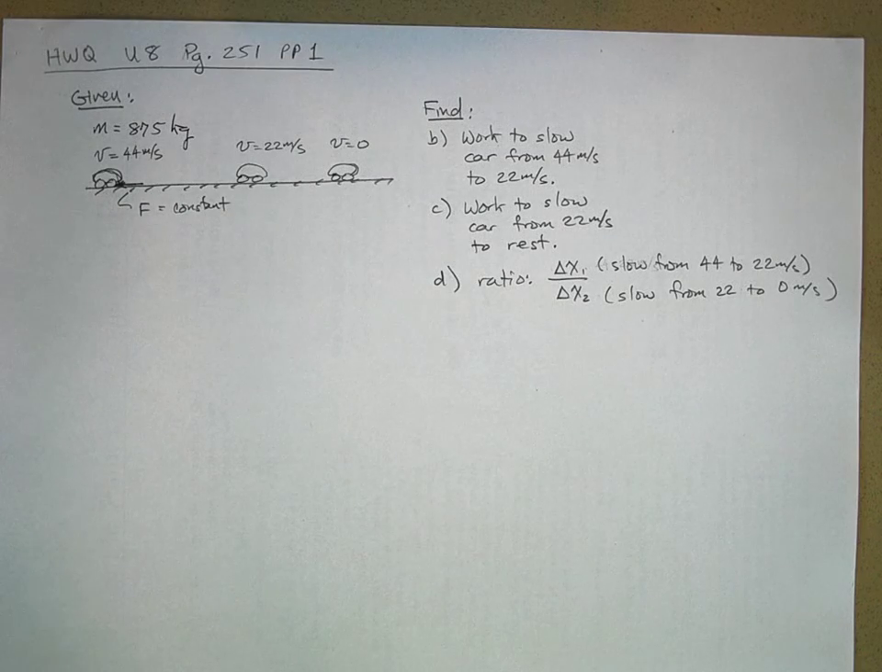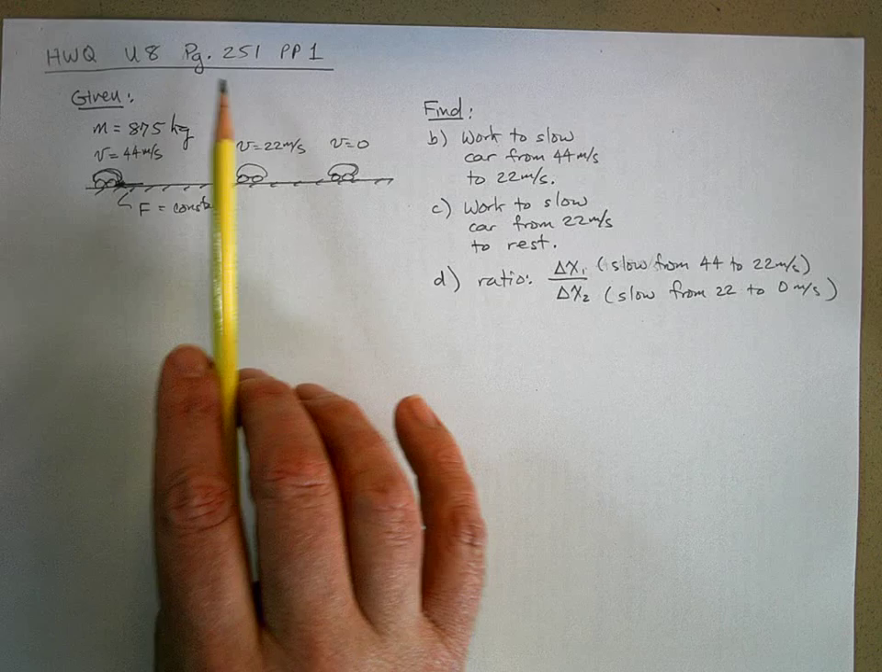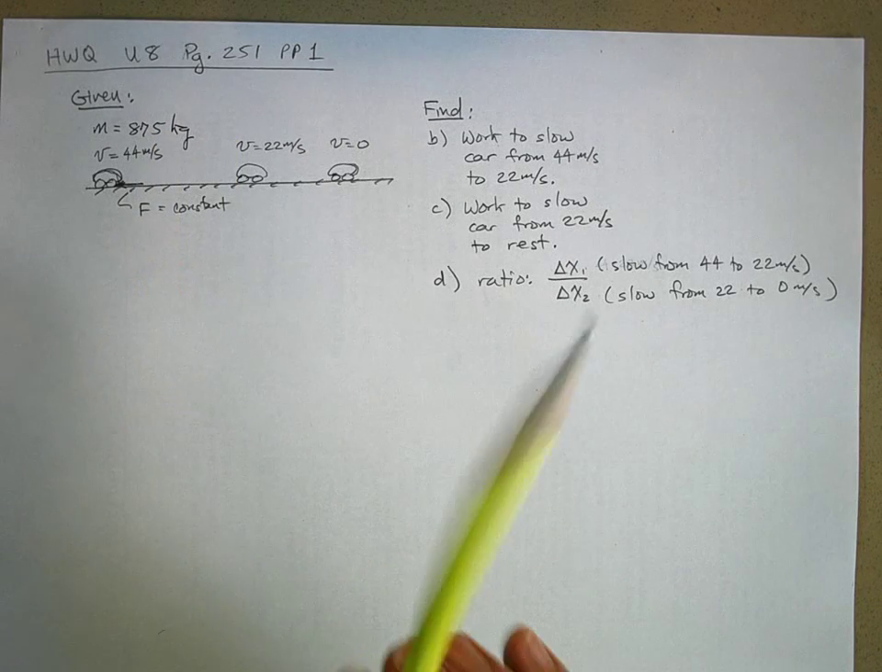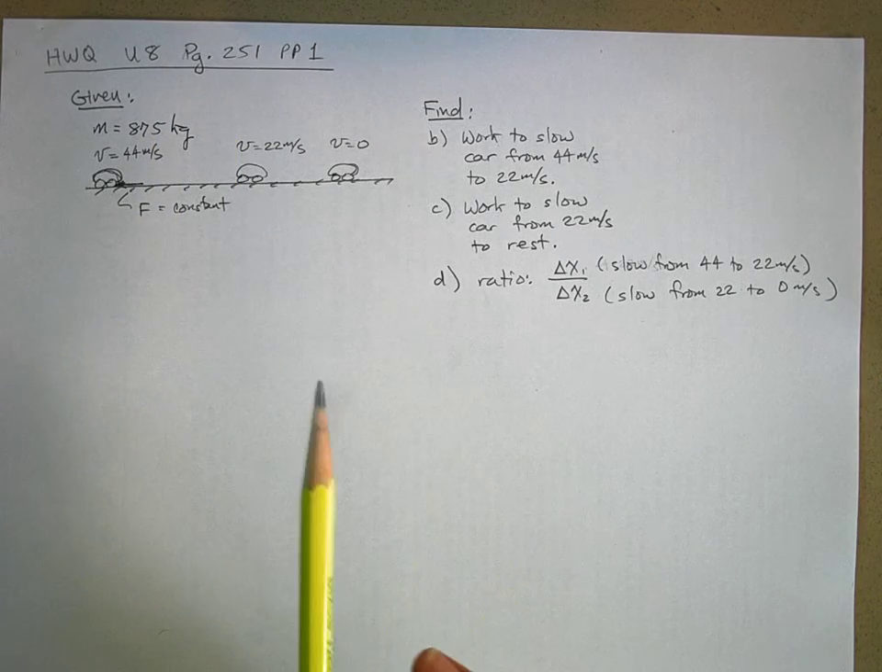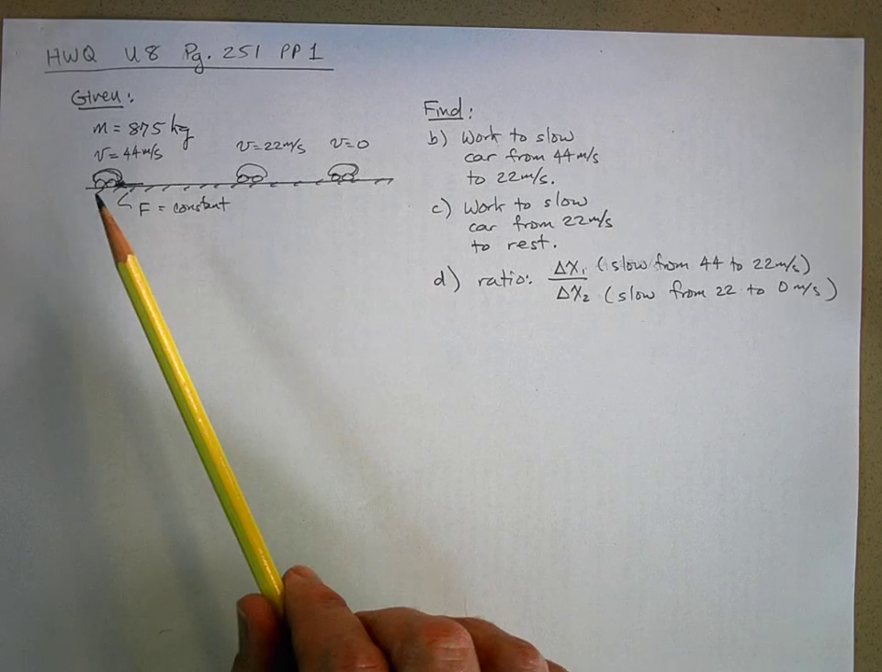All right, let's work practice problem number 1 on page 251, unit 8. This is in chapter 11 of your textbook. And here's what we've got. This is from a previous example, these givens.